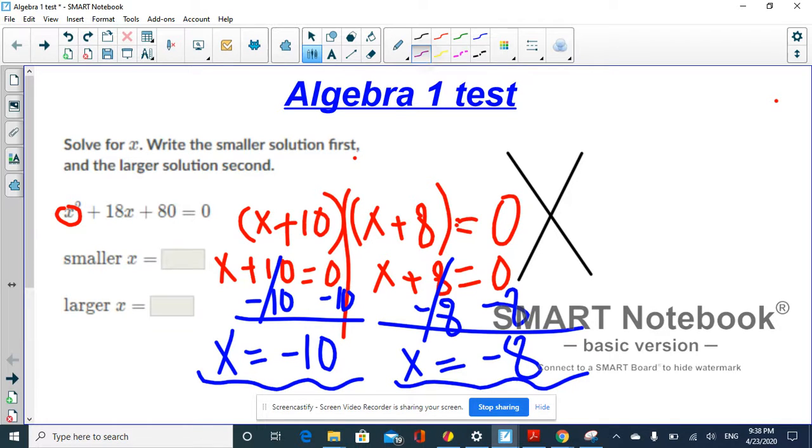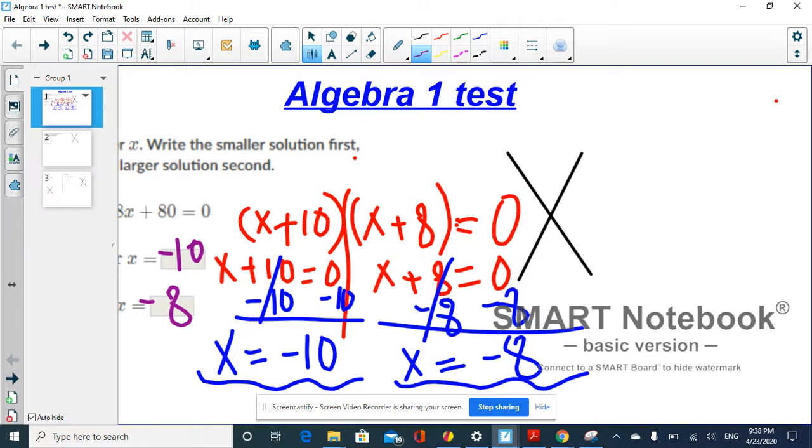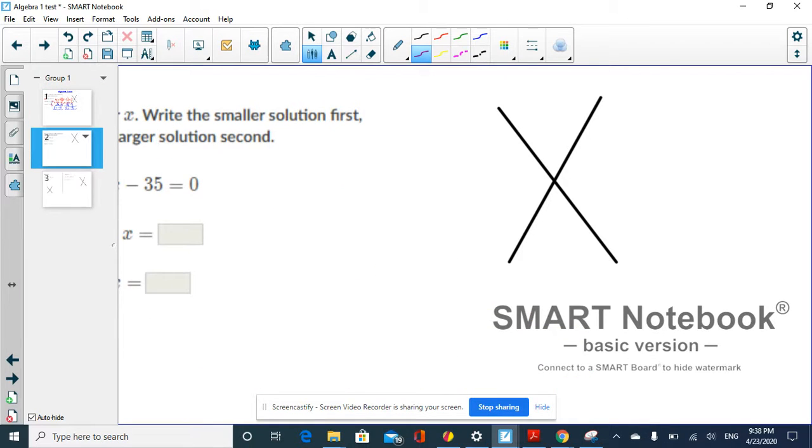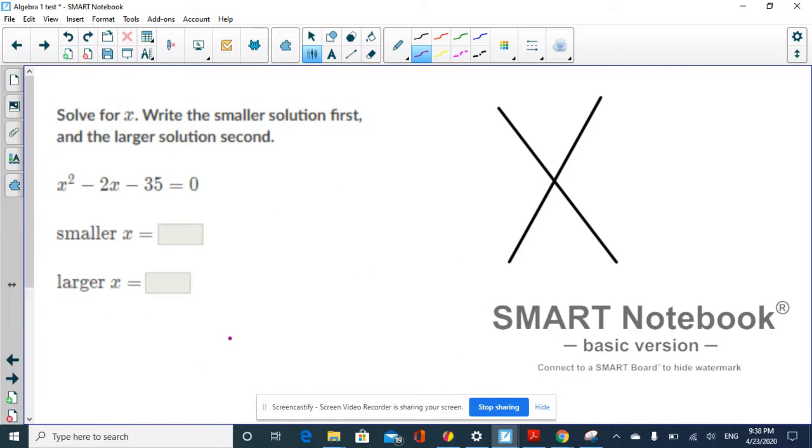The first is negative 10. The second is negative 8. Which one is the smaller? Write the smaller first. Of course, smaller is negative 10, and the larger is negative 8. Okay, I think you got this one. See another example, the same. In this example, we have this equation.